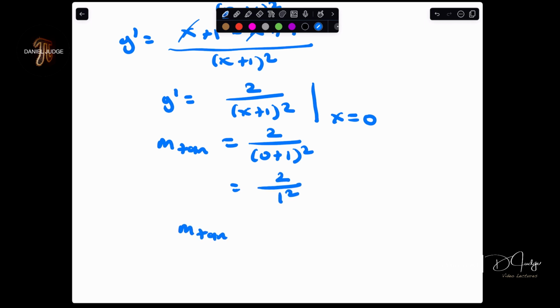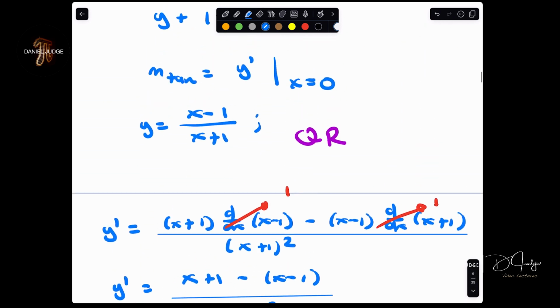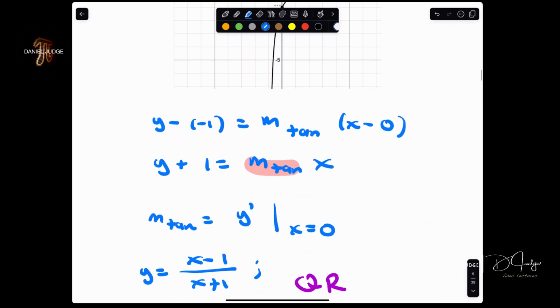Ladies and gentlemen, m tangent is actually 2. There we go. There it is, 2. All right, so let's see what we end up with here then. So this is L tangent, the equation of that tangent line.